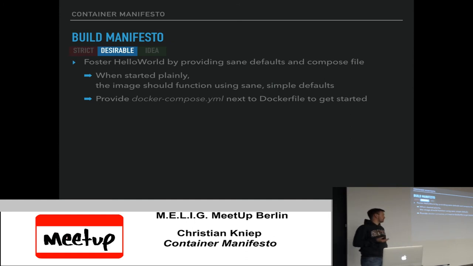Okay, this is something that's more like open source behavior, I think, and I try to do this myself: you should foster hello worlds, usage or exploration of your image by providing sane defaults first and a compose file. Sane defaults meaning that if you have Elasticsearch, you should not count on the user of your image to figure out which environment variables to put into the image. You should just provide all the environment variables in your Docker file that lead to a sane runtime of the image, and you should not expect anything. The easiest way to do this is providing a Docker compose file next to your Docker file that provides a hello world to everyone. When started plainly, it should function, using very sane, very resource constrained simple defaults.